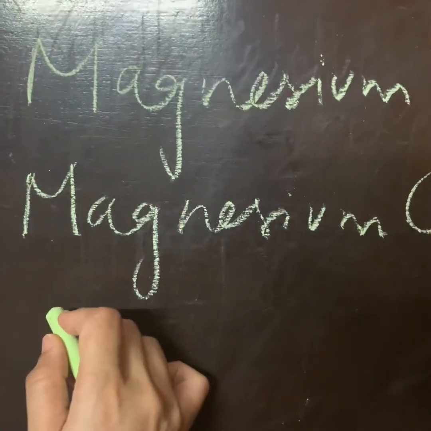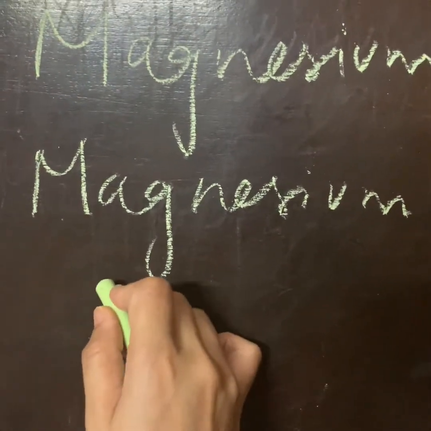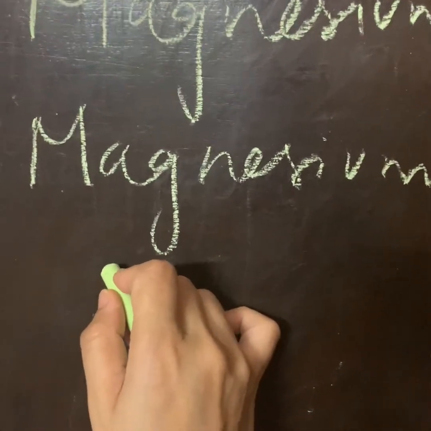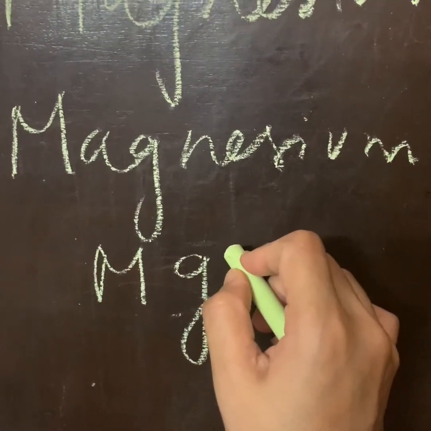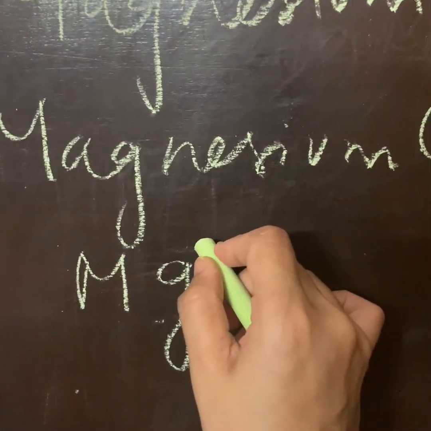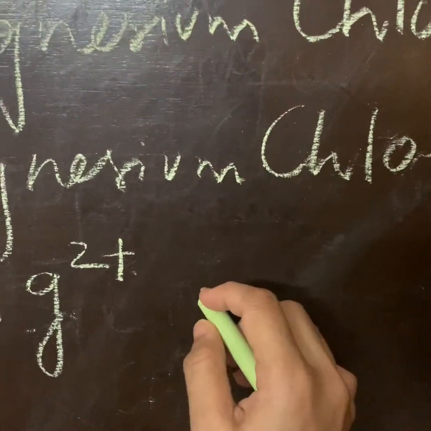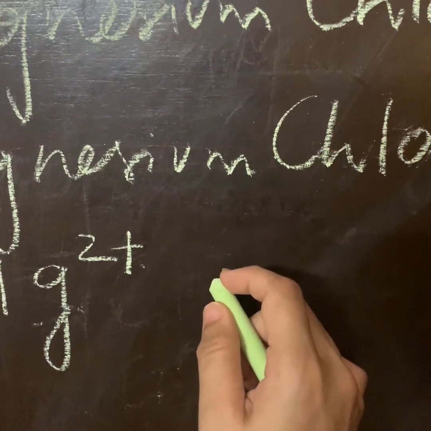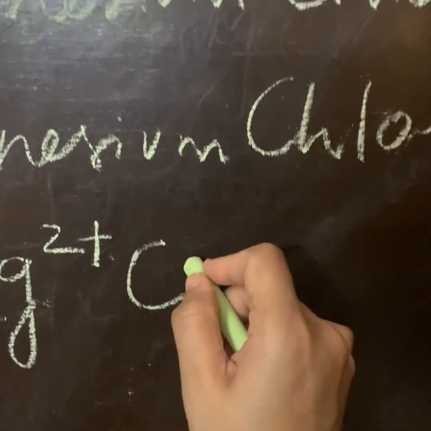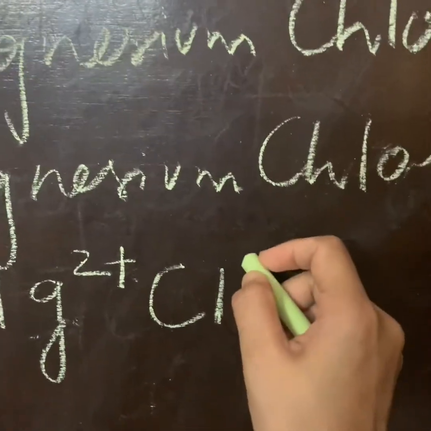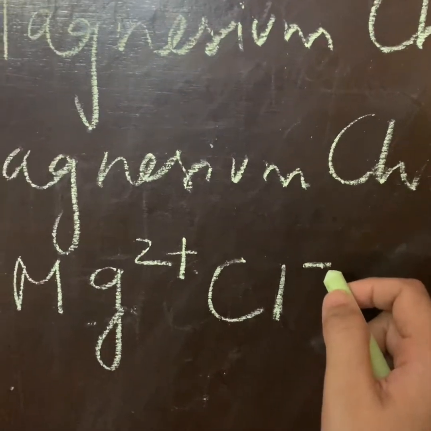Then we write the symbol of the positive ion first. The symbol of magnesium is M in uppercase, g in lowercase, and its charge is written on the top right corner of the symbol, that is 2 plus, right? And then we write the chemical symbol of the anion, that is chloride. The chemical symbol of chloride is Cl and its charge is -1. So -1, there is no need to write 1.